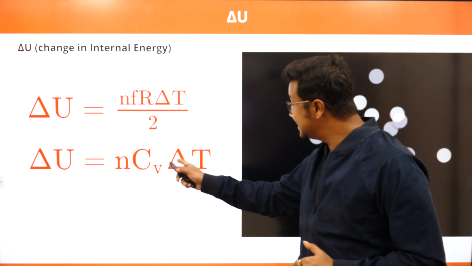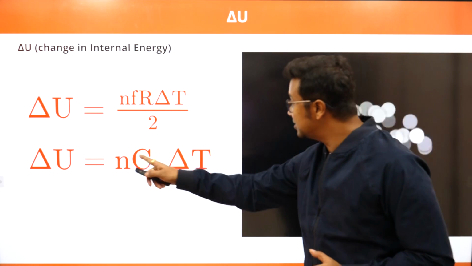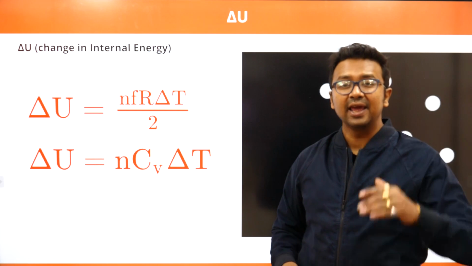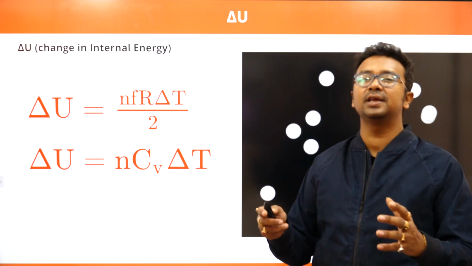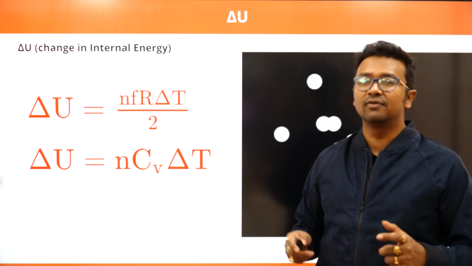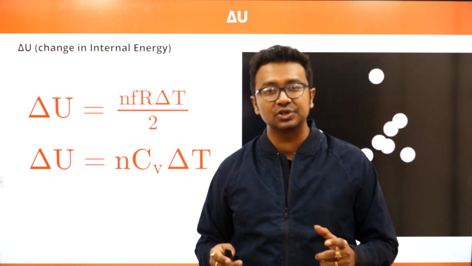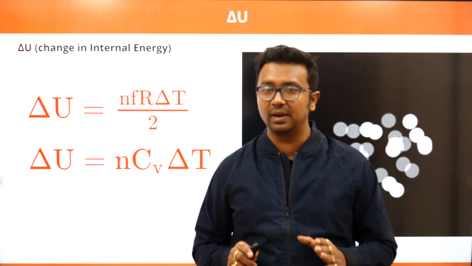The next element that we saw was the change in internal energy, which is given as nCv delta T. That is, it is a function of change in temperature. If the temperature changes, there will be a change in the internal energy. However, if there is no change in temperature, the internal energy is going to remain constant.